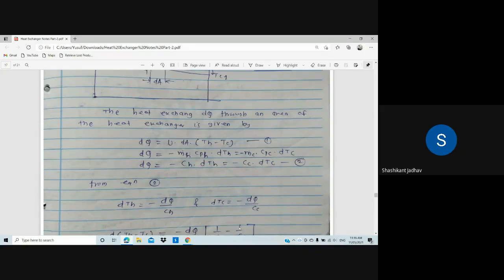The heat exchange dq through an area of the heat exchanger is given by, so write down that equation. dq is equal to U into dA into bracket Th minus Tc, and this is equation number 1.